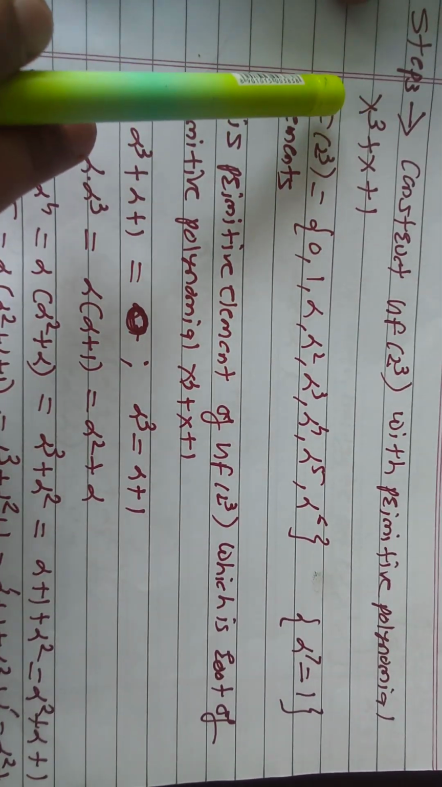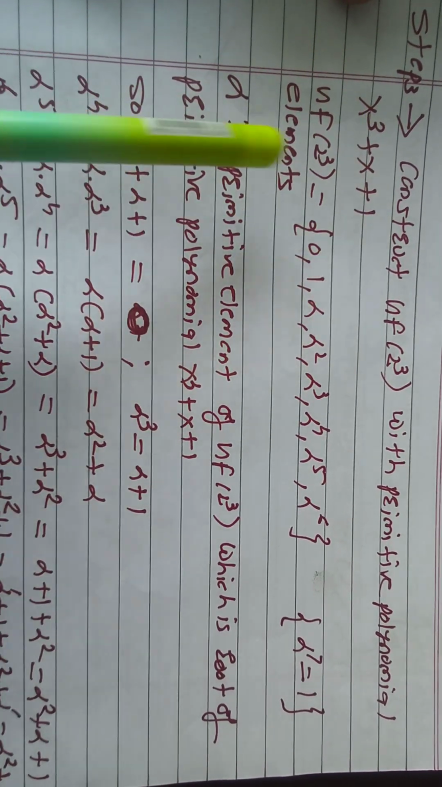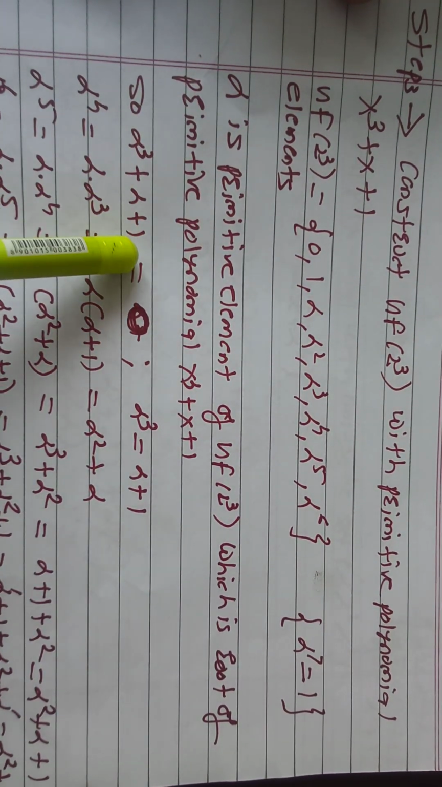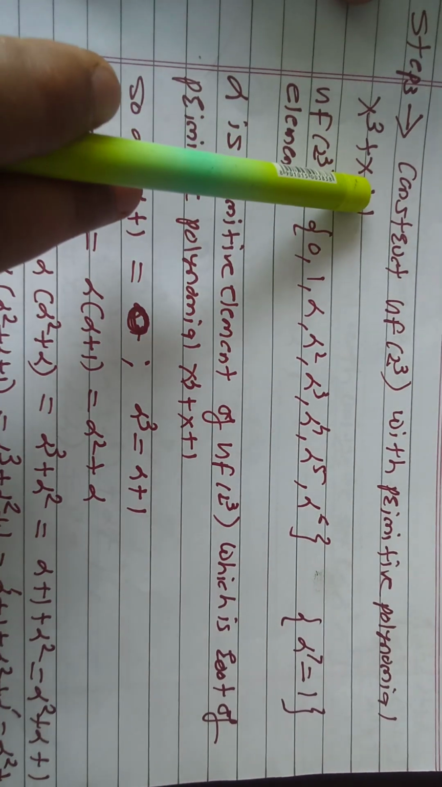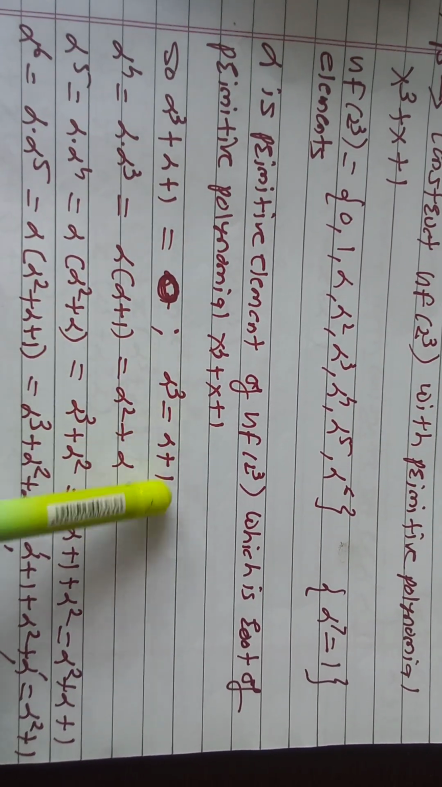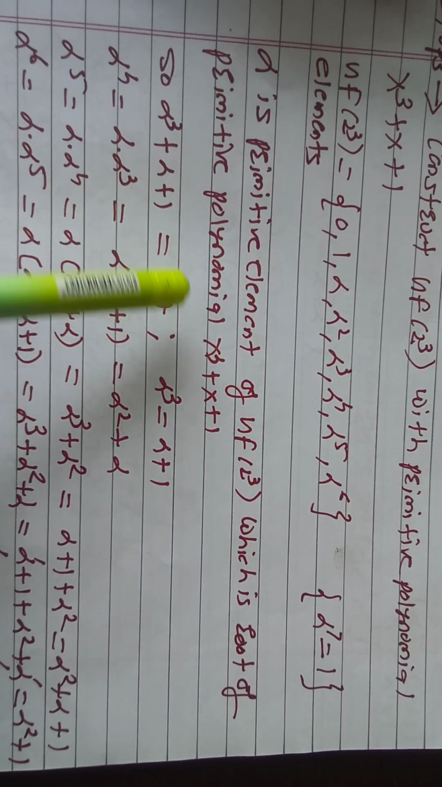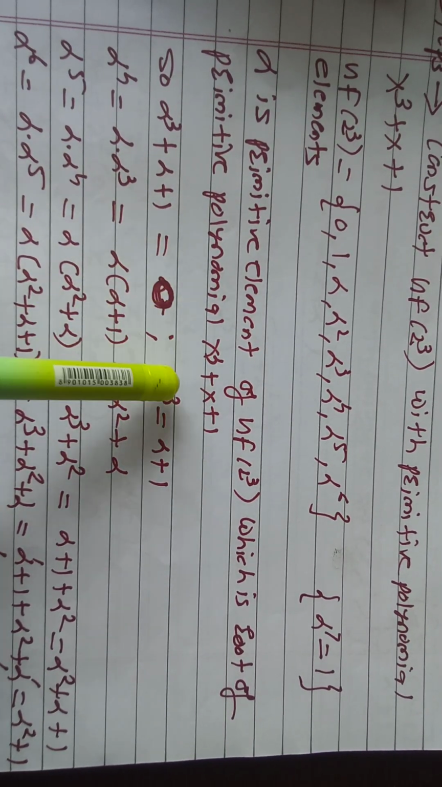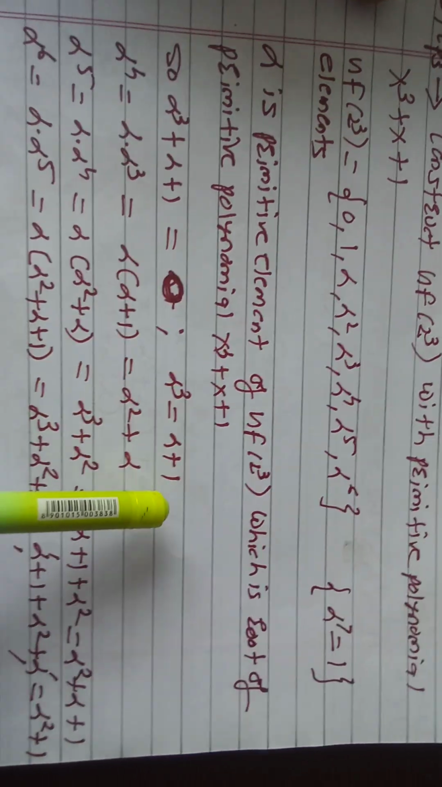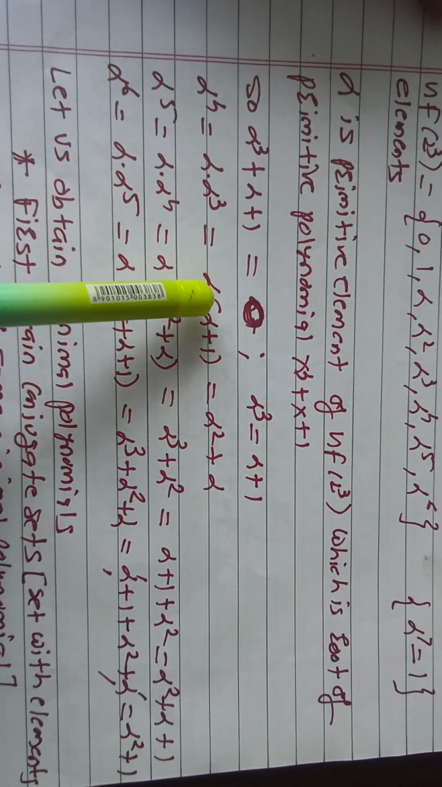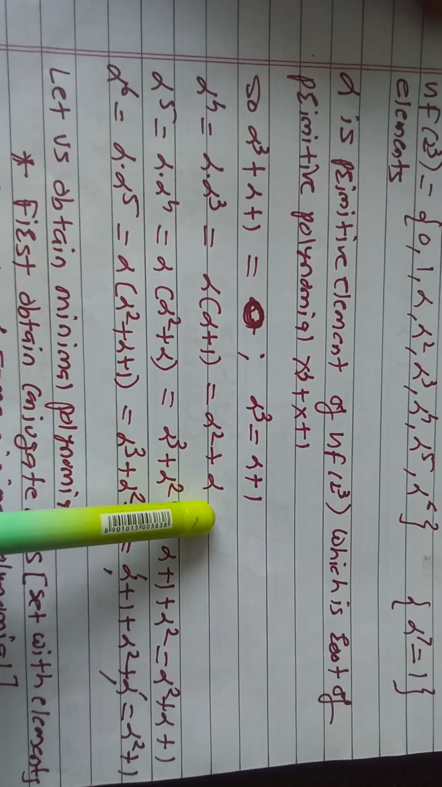So for that you have to put alpha as a root for this primitive polynomial. So alpha cube plus alpha plus 1 is equal to 0 because alpha is the root of this primitive polynomial. So alpha cube is equal to alpha plus 1. Alpha cube is equal to minus alpha minus 1, but 1 plus 1 is equal to 0, that is 1 equals minus 1. So alpha cube is equal to alpha plus 1. Alpha 4 is alpha into alpha cube, alpha into alpha plus 1, that is alpha square plus alpha.